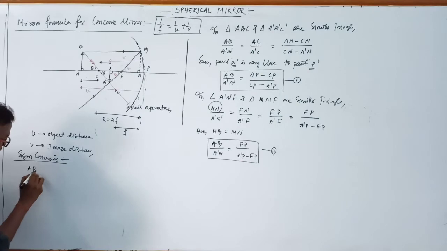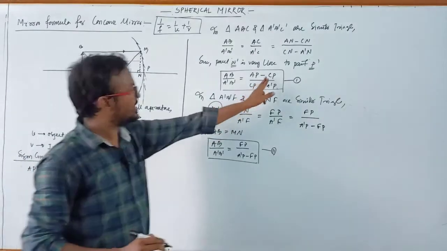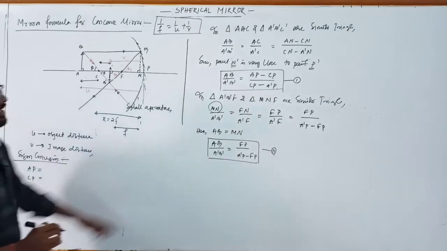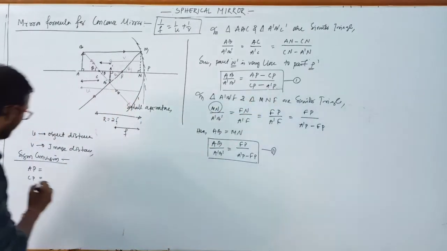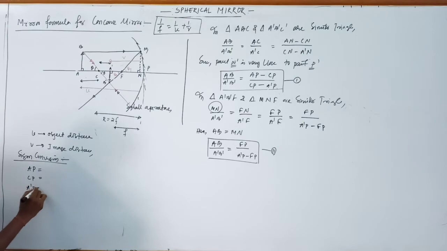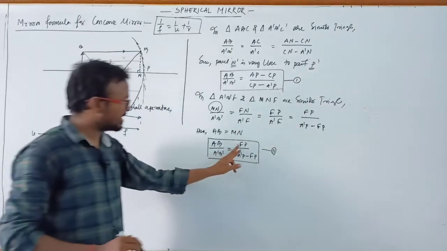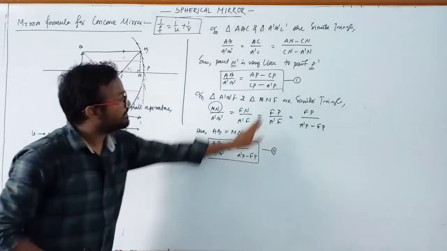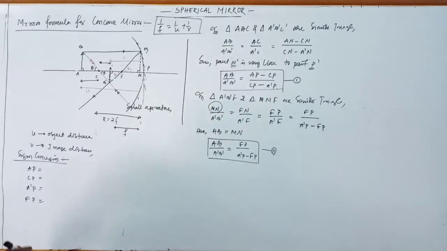CP, A'P, and again FP, and here the radius P. We have to find these distances using sign convention.